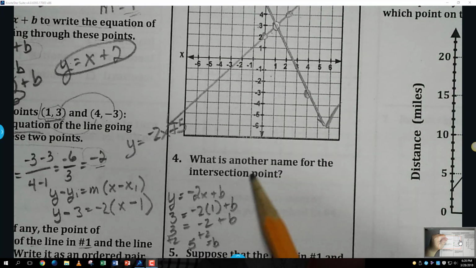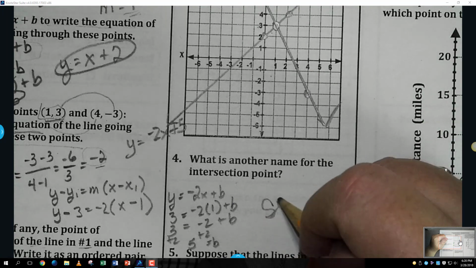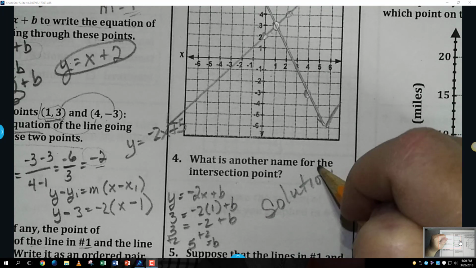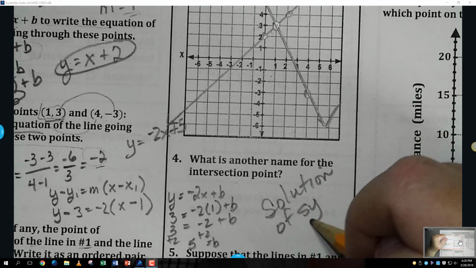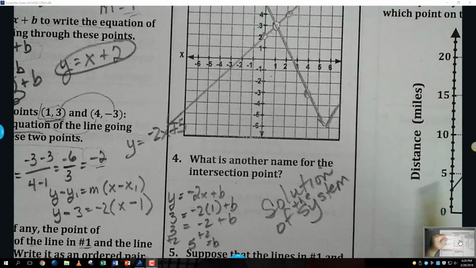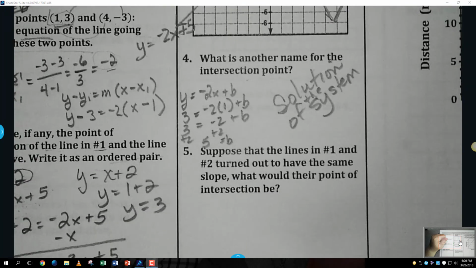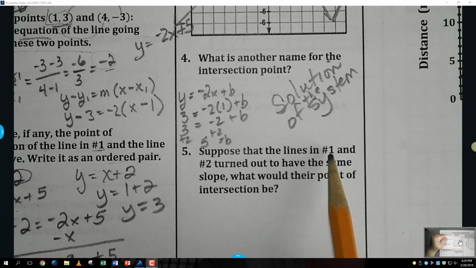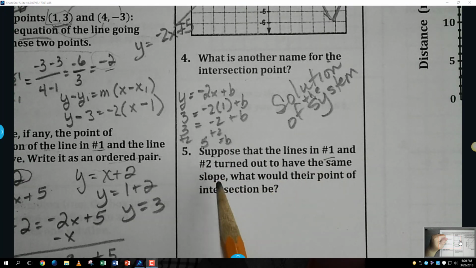What is another name for the intersection point? It's also called the solution. The solution of the system is fine. Of the system. Suppose that lines 1 and 2 turned out to have the same slope, which obviously they don't. What would their point of intersection be?